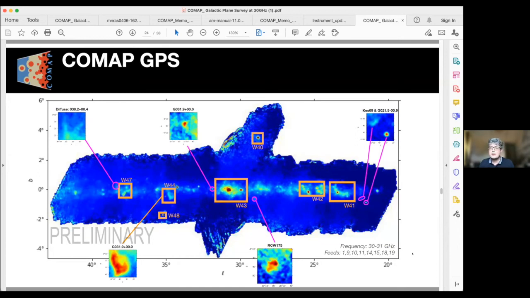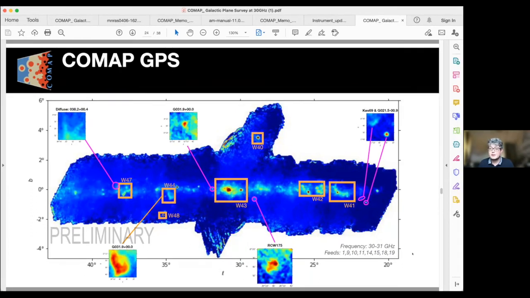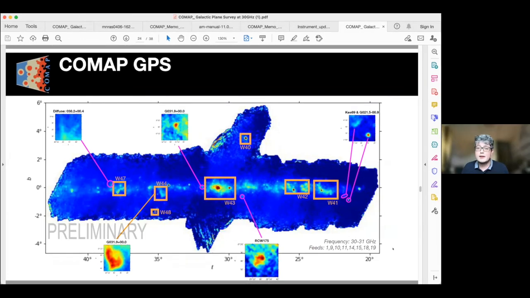So in addition to that, we have supernova remnants such as KES69 and G21.5 minus 0.9, which I've labeled on the right-hand side. G21.5 is a pulsar wind nebula, and then KES69 is a shell-type supernova remnant.